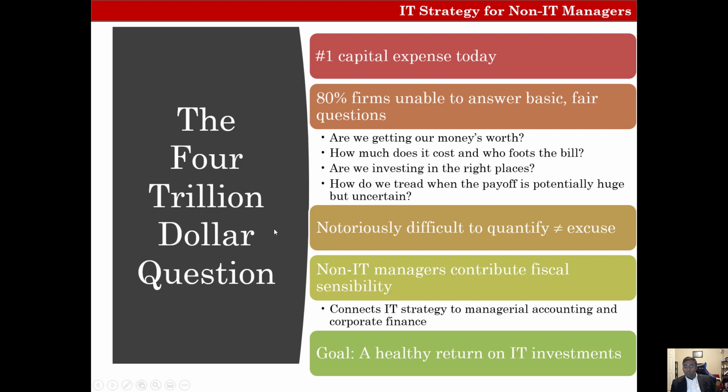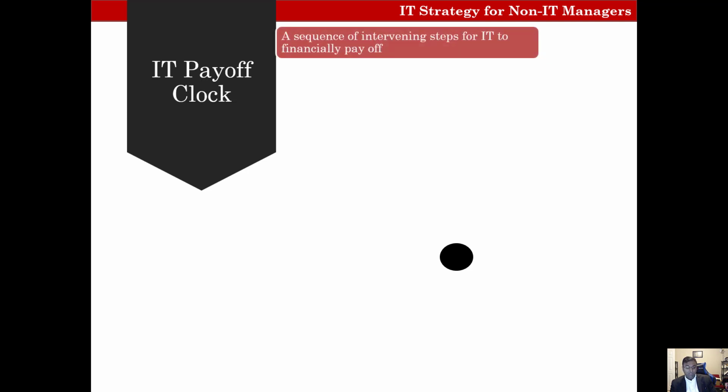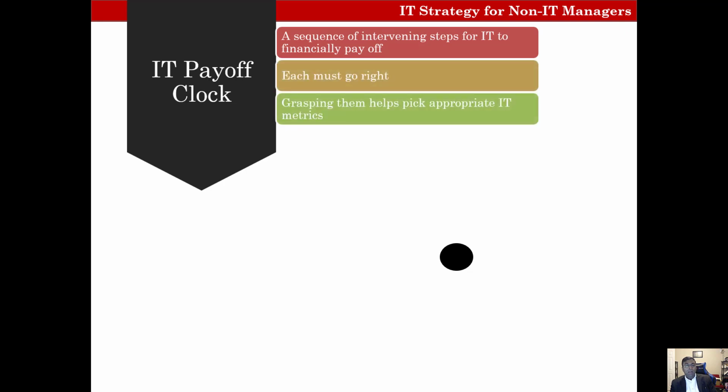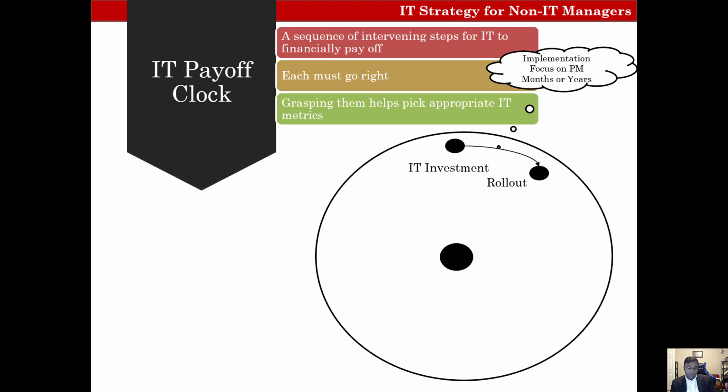Any IT project's financial benefits emerge through a sequence of intervening steps, each of which must go right. And the IT payoff clock, which we'll talk about, summarizes that. Essentially figuring this out will help you pick the appropriate metrics for measuring IT investments. The payoff fails to materialize if even one step goes off, and we must initiate the clock by investing in new IT projects. So the first part is the implementation phase, where we look at IT investment and the rollout.